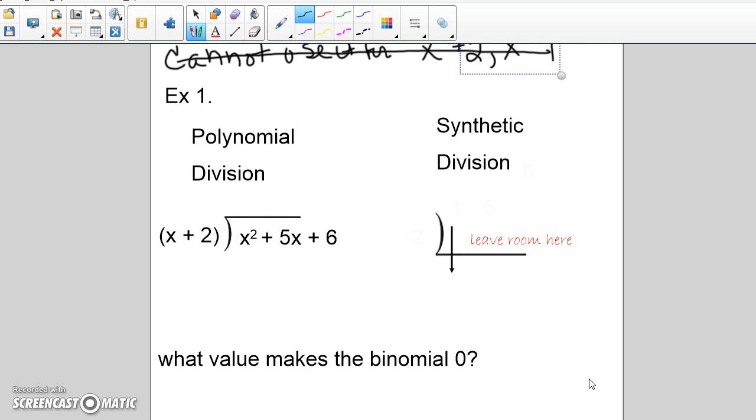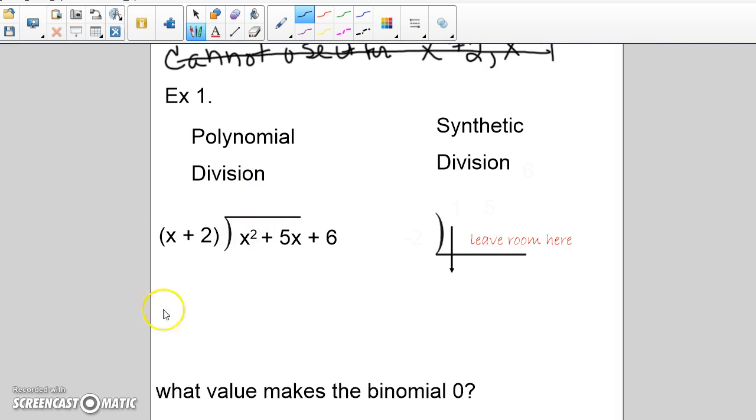Yesterday, we worked on polynomial division. We set it up using our standard division algorithm, which we learned way back in elementary school. We said, what do I multiply x by to turn it into x squared? Well, that was an x. Then we did some multiplication: x times x is x squared, x times 2 is 2x. Then we subtracted, so we change the signs. That goes to 0, and 5 minus 2 gives me a 3x.